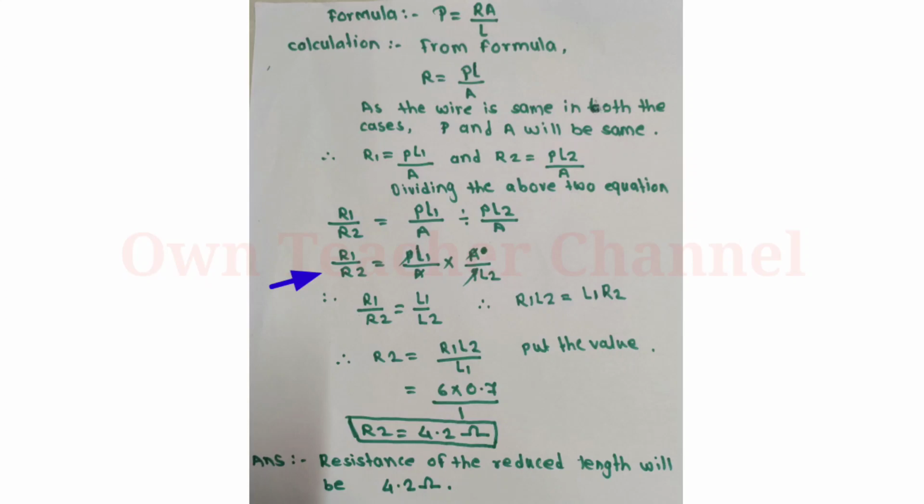R1 upon R2 is equal to resistivity into L1 upon A into A upon resistivity into L2. Here A will cut and resistivity of wire also cut. Therefore, R1 upon R2 is equal to L1 upon L2. Now, R2 is equal to R1 into L2 upon L1. Now we will put the value 6 into 0.7 upon 1. So R2 is equal to 4.2 ohm. Resistance of the reduced length will be 4.2 ohm.